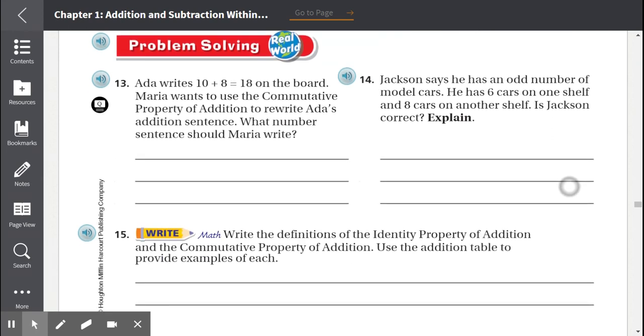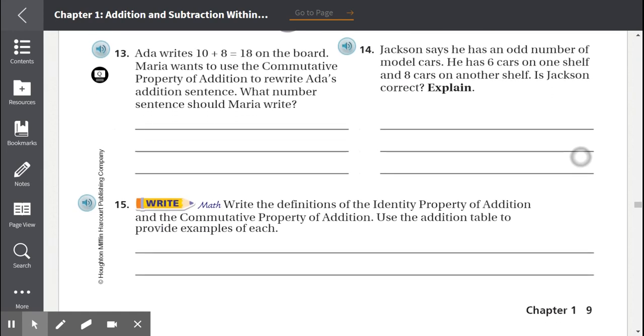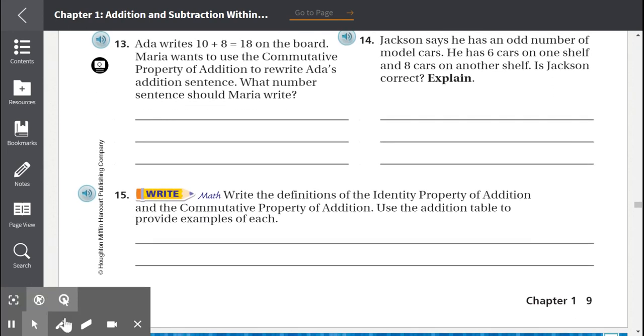Now let's do the problem solving questions. Number 13. Ada writes 10 plus 8 equals 18 on the board. Maria wants to use the commutative property of addition to rewrite Ada's addition sentence. What number sentence should Maria write?